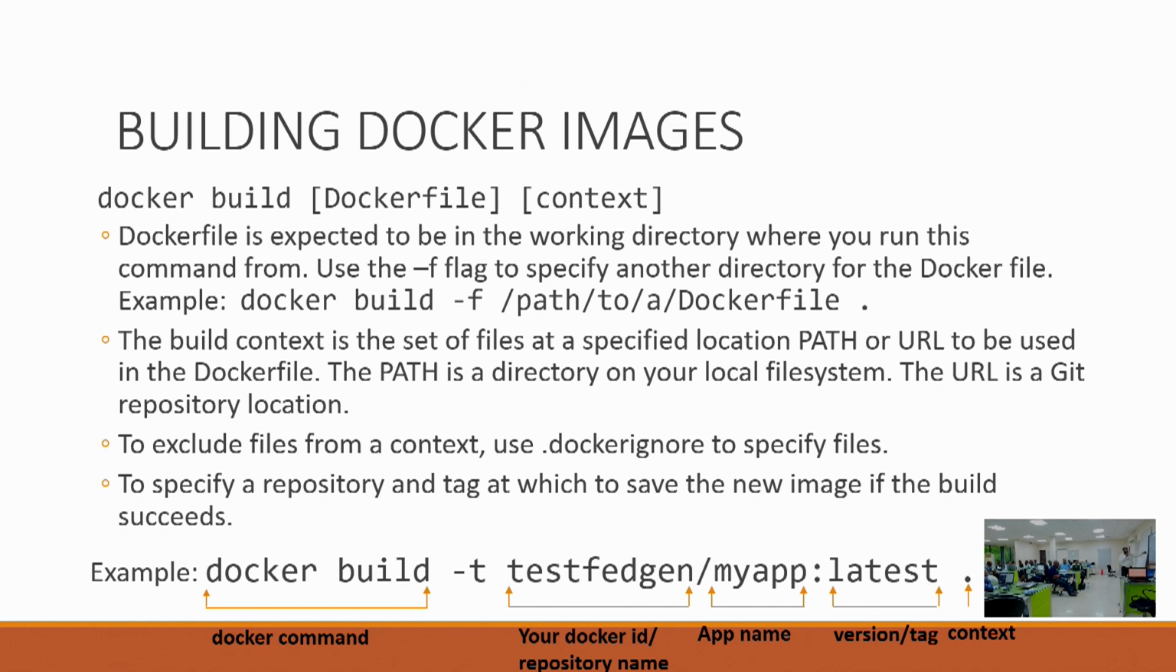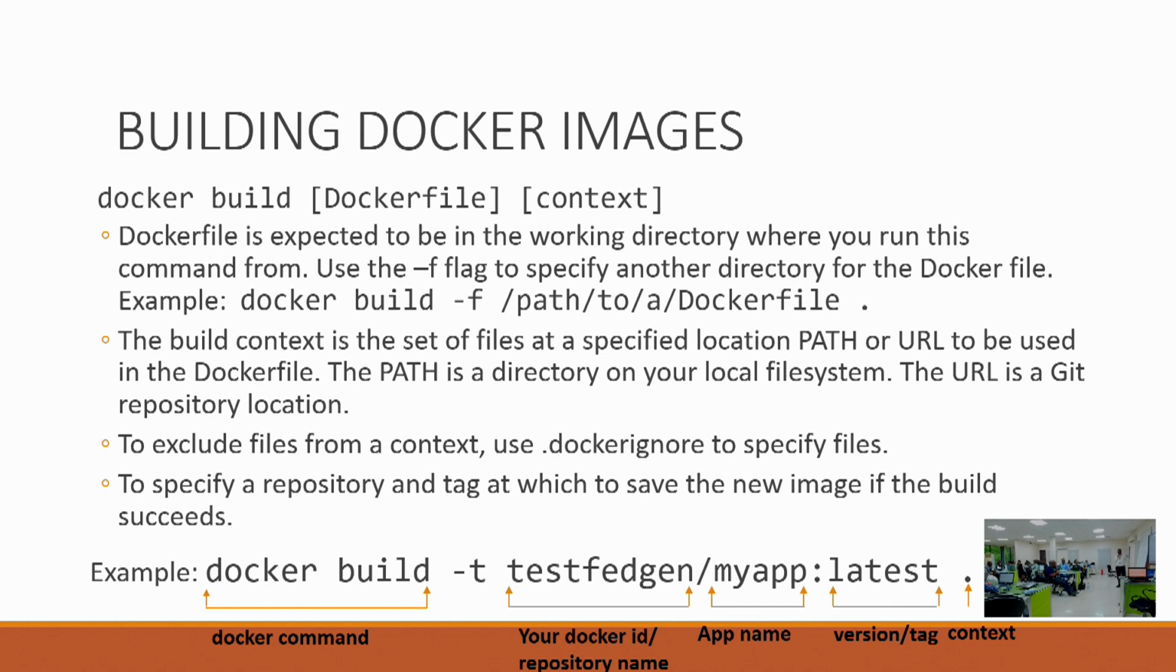So the build context is the set of files at a specified location or URL to be used in the Dockerfile. I hope you get that. It's a set of files at a specified location. So in this case, it's our current working directory. Or it can also be a URL. In case you have a link, it can be a GitHub URL. The URL can also be a Git repository location. But the path is a directory on your local system.